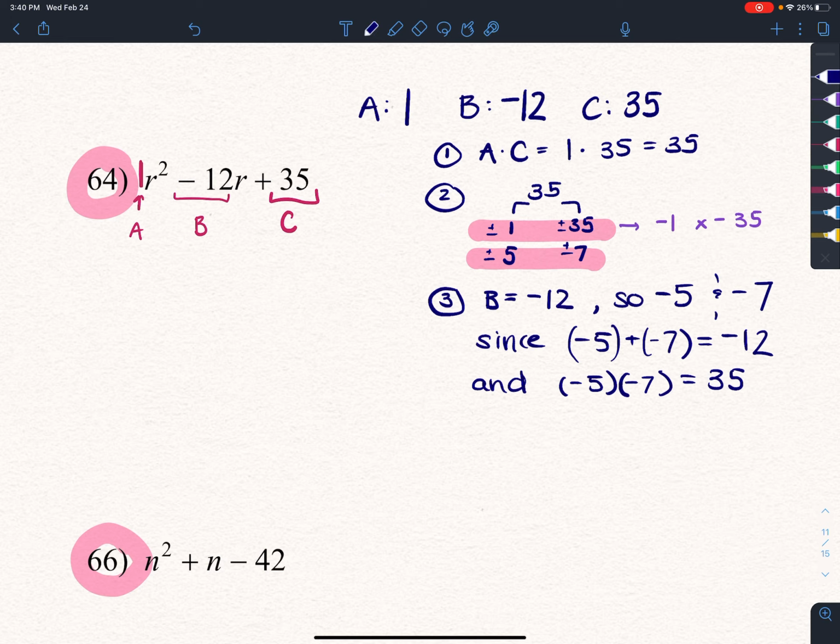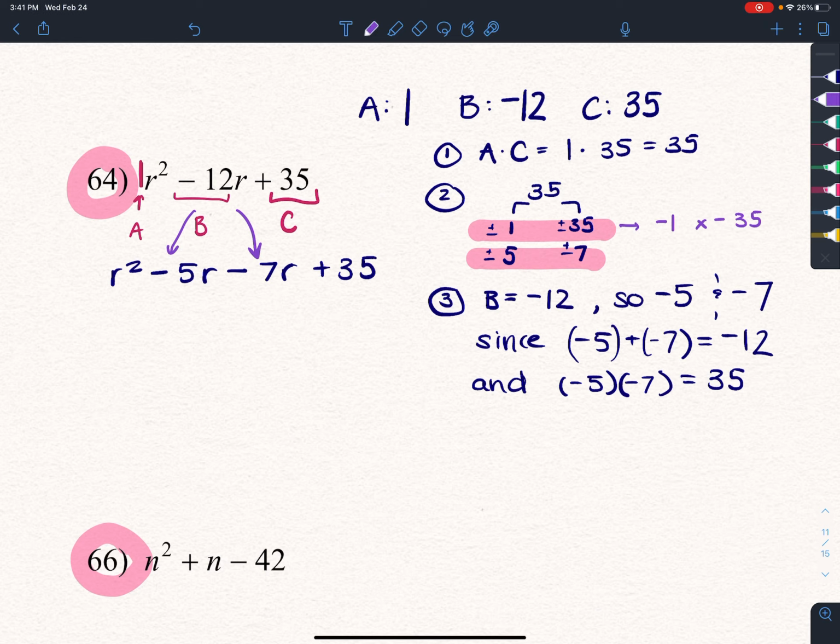So the negatives are quite a bit more work. There's a lot more that you have to pay attention to. But once you get the hang of it, it's quite straightforward. Same thing as before, we were taking this negative 12 and we're breaking it up into a negative 5r and a negative 7r. So we haven't changed anything. We've just rewritten that negative 12 in a different way so that we can do grouping.